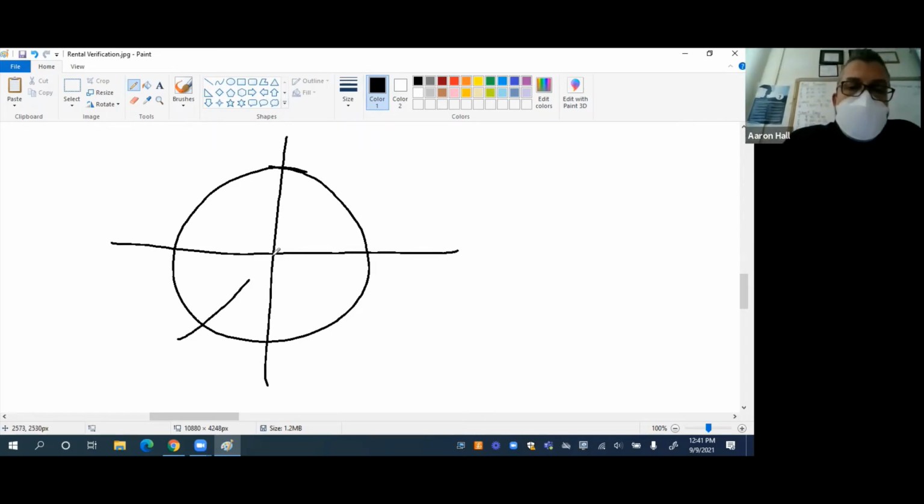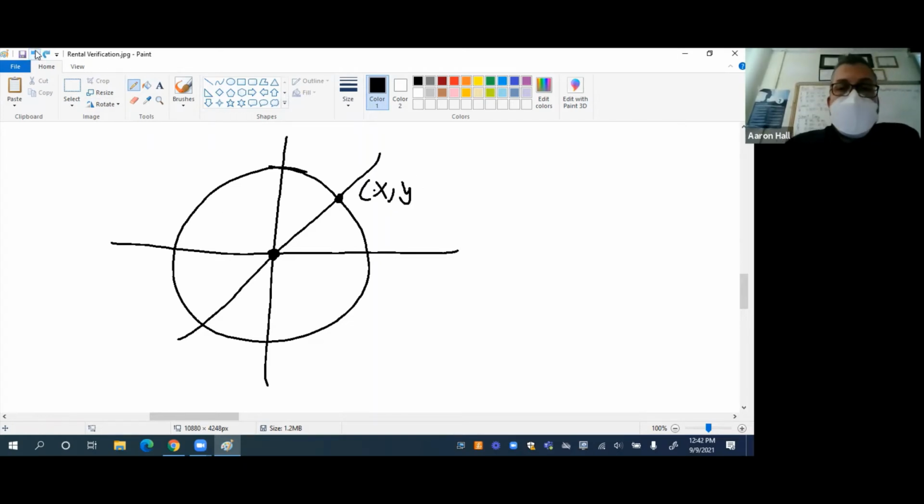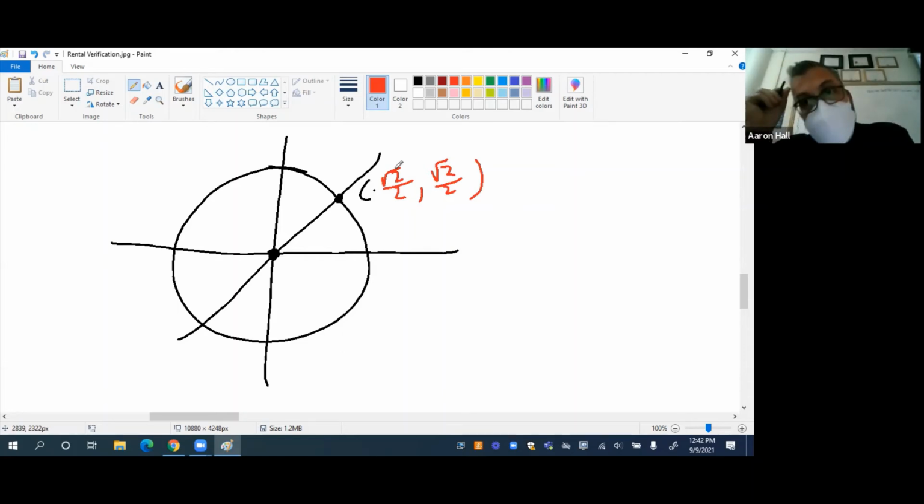If this is a unit circle, where is it centered? The origin. What's the radius? 1. What are the coordinates of this point? It has an x and a y associated with it. Square root of 2 over 2, comma, square root of 2 over 2. Where did I get that? The unit circle.